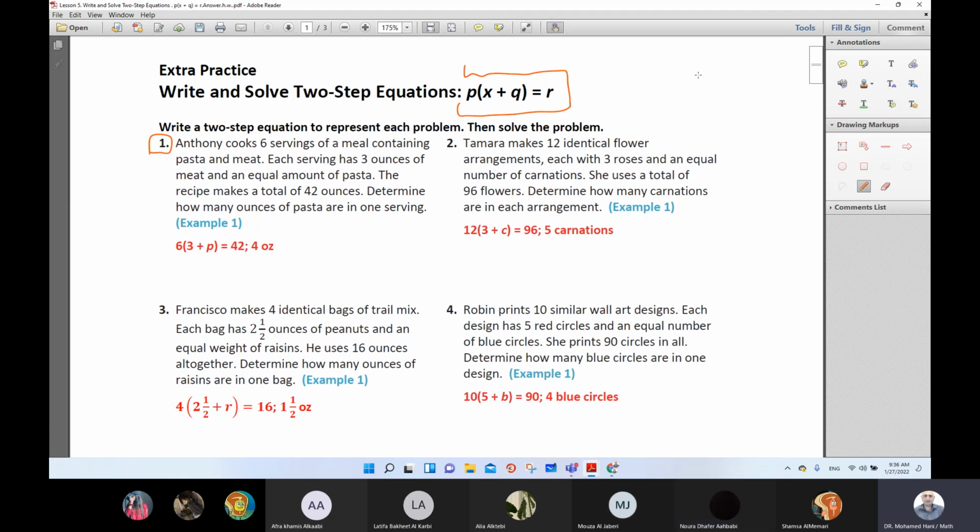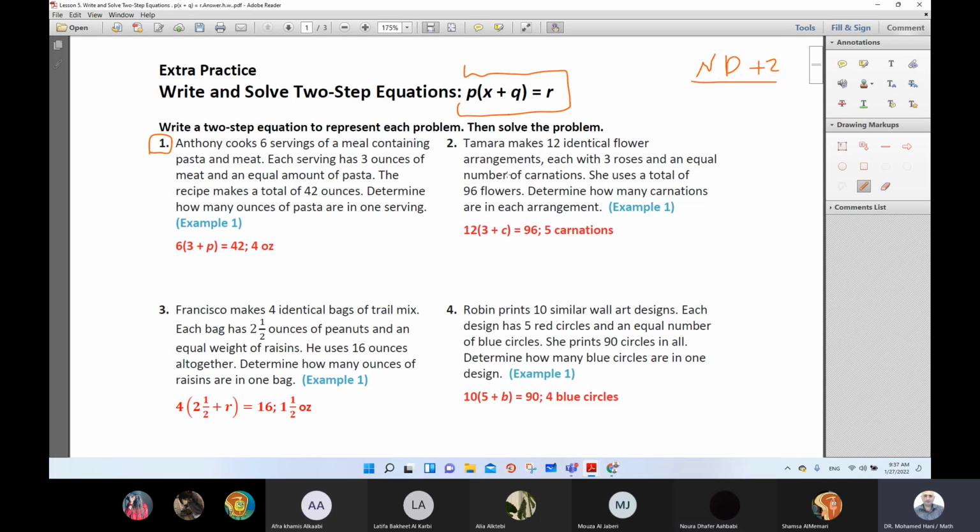Yes, Noura, please. Anthony cooks 6 servings of a meal containing pasta and meat. Each serving has 3 ounces of meat and an equal amount of pasta. The recipe makes a total of 42 ounces. Determine how many ounces of pasta are in one serving. Thank you, Noura.